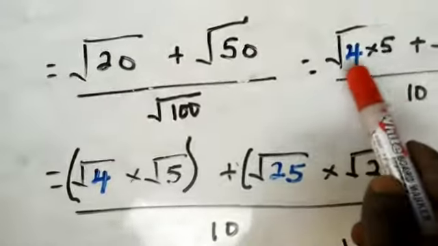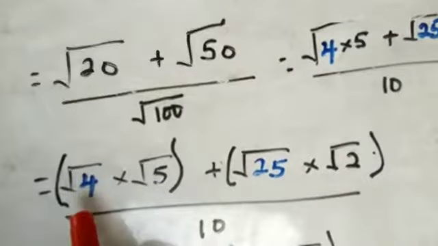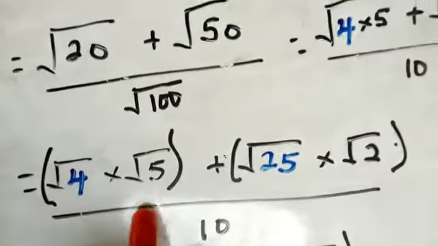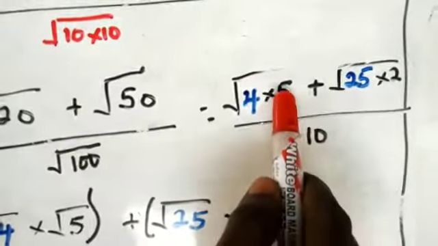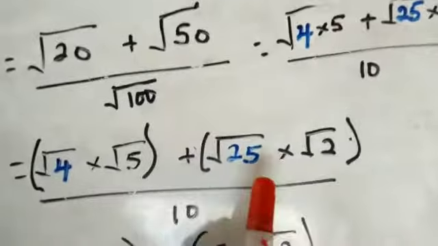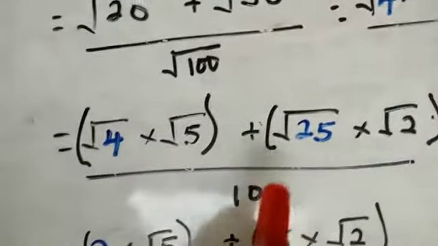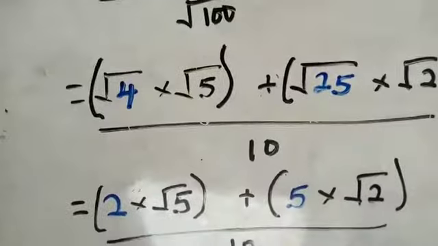Now the game continues. What I'm going to do is split this one into two. So we have root 4 times root 5, all in one bracket. We are just splitting this into two different parts. The same applies to the second one, which is root 25 times root 2. And then the bottom one still remains the same, which is 10.